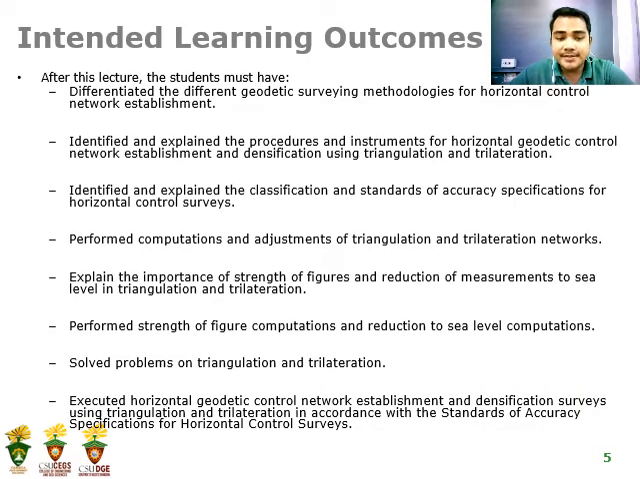For the intended learning outcomes, after this lecture, you, the student, must have differentiated the different geodetic surveying methodologies of horizontal control network establishment, identified and explained the procedures and instruments for horizontal geodetic control network establishment and densification using triangulation and trilateration, identified and explained the classification and standards of accuracy specifications for horizontal control surveys, performed computations and adjustment of triangulation and trilateration networks, and explained the importance of strength of figures and reduction of measurements to sea level in triangulation and trilateration. Performed strength of figure computations and reduction to sea level computations.